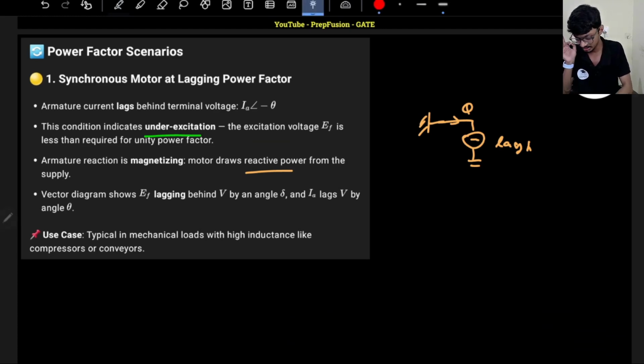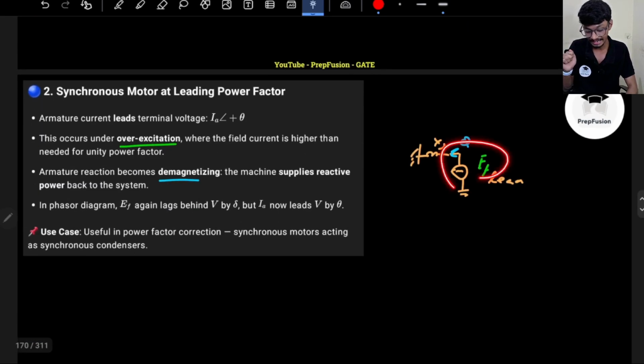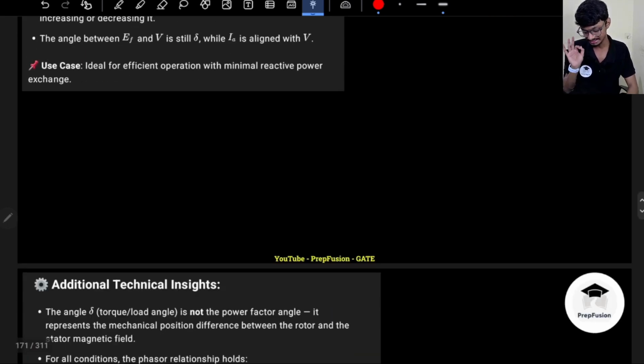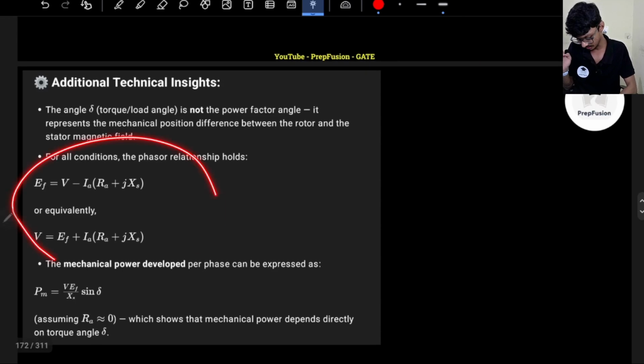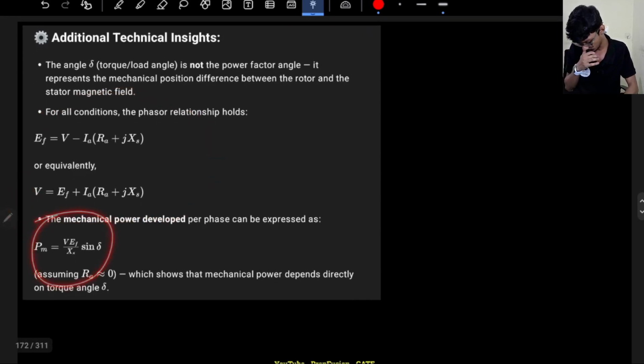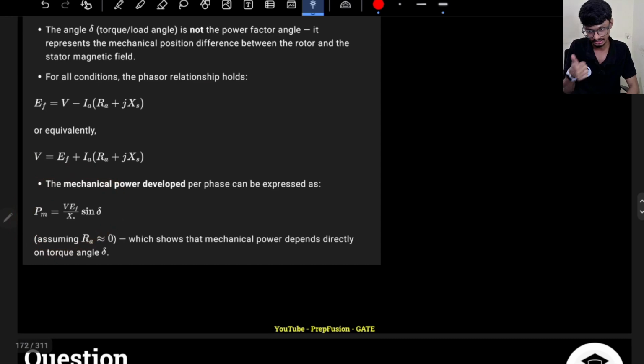If you just remember, writing down in your formula notes that leading means overexcited, lagging means underexcited, you will forget it and mess it up. So please understand conceptually what is happening. Here the motor does not have enough magnetic flux, so it requires reactive power, so it is underexcited. Here it is overexcited, it has enough magnetic flux, so it is delivering reactive power. One day GATE will frame an MSQ, and you will get confused. These were the formulas as we discussed. Mechanical power developed we will discuss in the next lecture, don't worry about it.